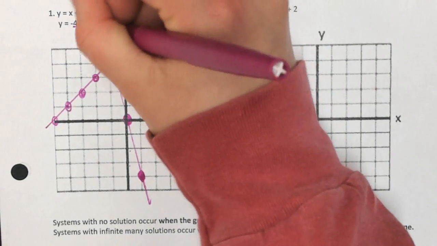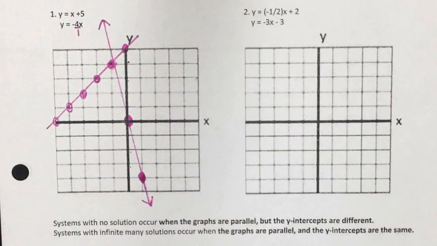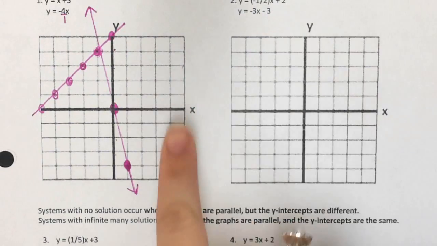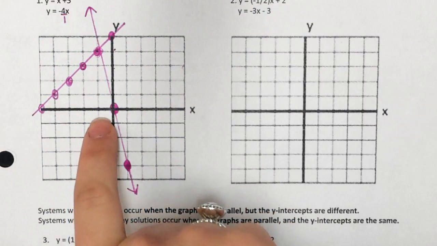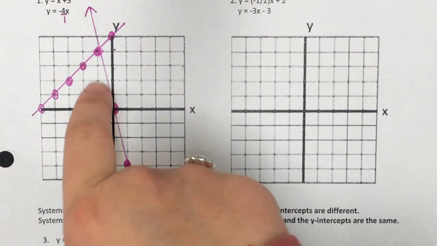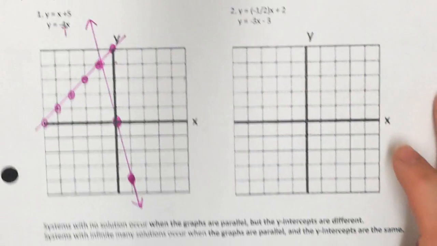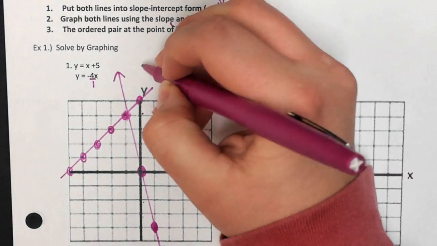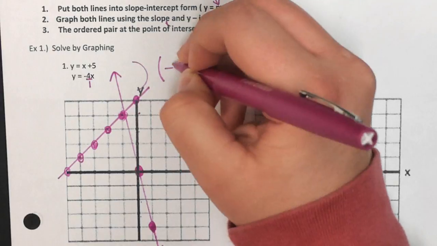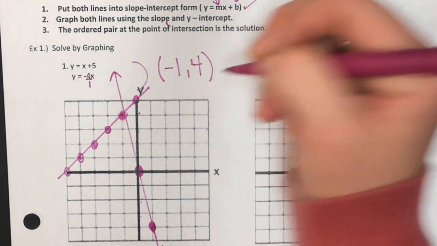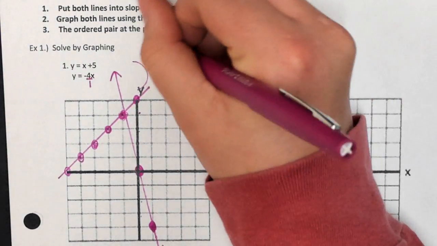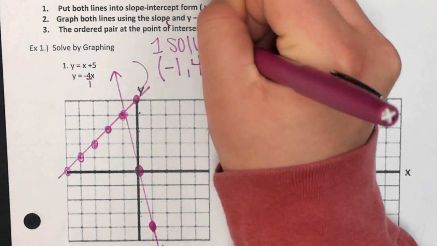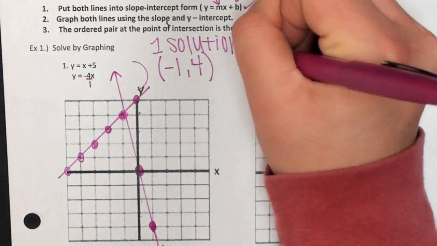These two lines only intersect at one point. So I want you to find out what that point is as an ordered pair. So you need to go -1 and then up 1, 2, 3, 4. So our solution to this system of equations is (-1, 4). You only have one solution, and that is it, because they only intersect at one point.